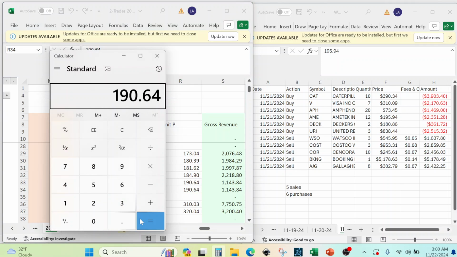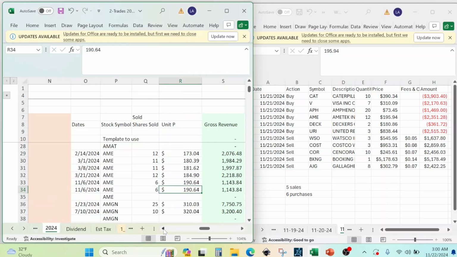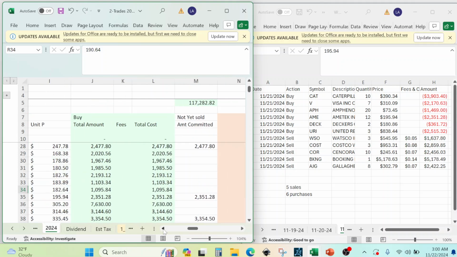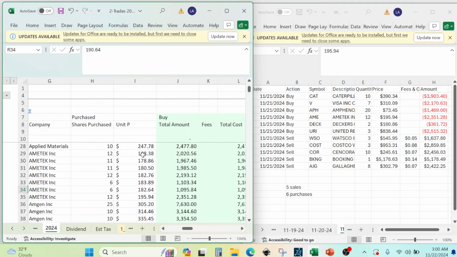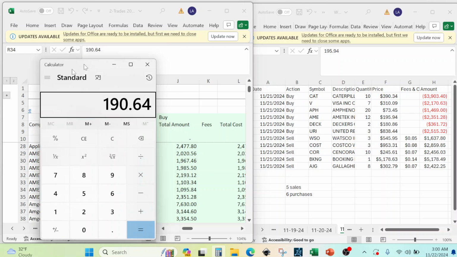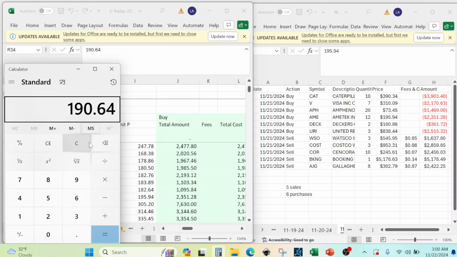190.64, and let's go back. That's how much we sold it. In fact, we held on to it until November, and we bought the first one at 168. So 190.64 minus 168.38 gave us $22.26 a share from February to November.